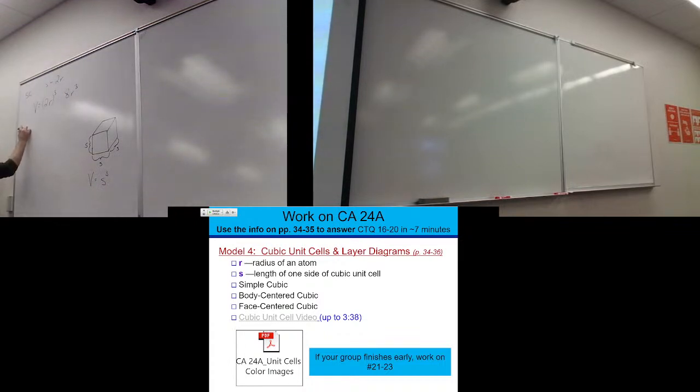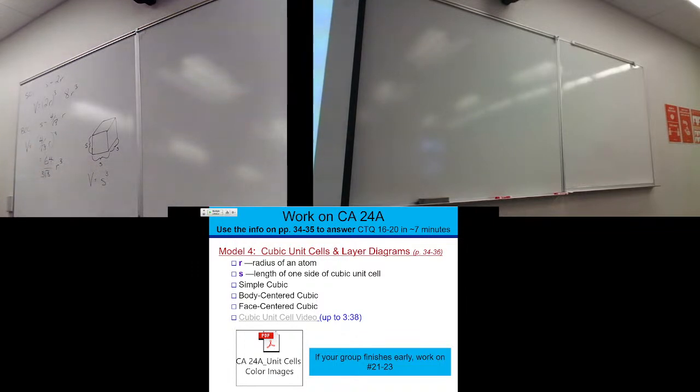For body center cubic, a side is 4 radical 3 r. So the volume is going to be that thing cubed, which is a little bit tougher to do. 4 times 4 is 16, times 4 is 64. Radical 3 times radical 3 is 3, times another radical 3 is 3 radical 3. You guys remember that from algebra? And then r cubed is r cubed.